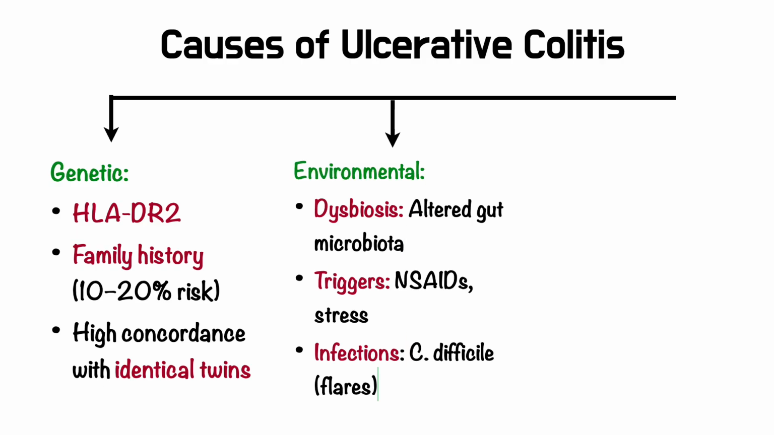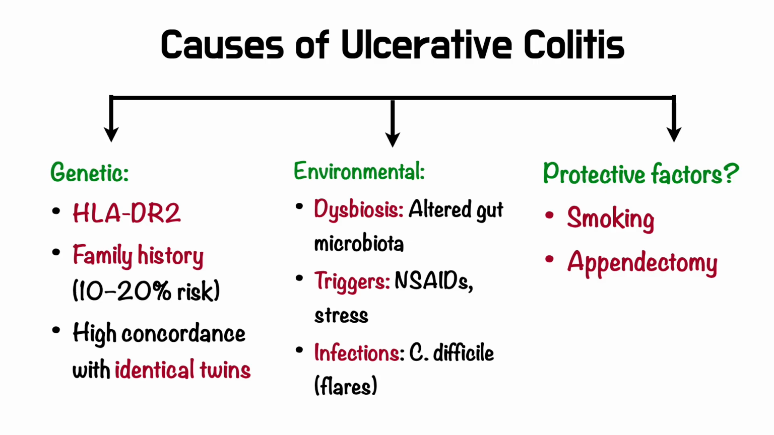Environmental factors are dysbiosis, that is altered gut microbiota, and triggers like NSAIDs or stress can also lead to ulcerative colitis in the long term. Infections like Clostridium difficile can cause an acute flare-up. There are also protective factors against ulcerative colitis, like appendectomy. In patients who have had an appendectomy, there is a decreased risk. And if you are a smoker, there is a decreased risk of ulcerative colitis.